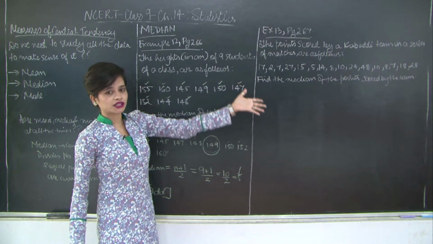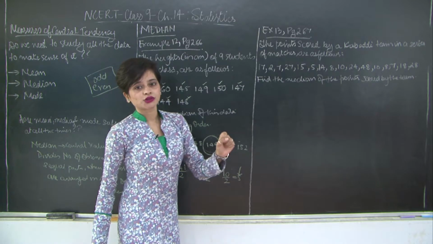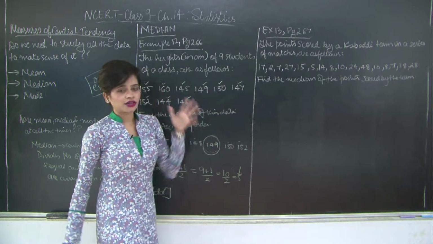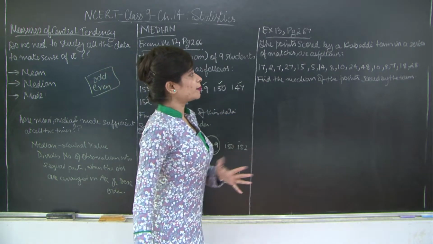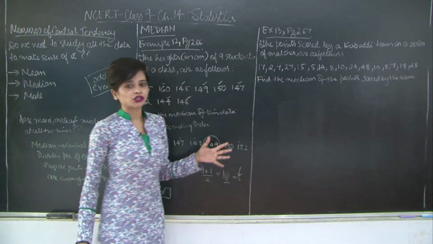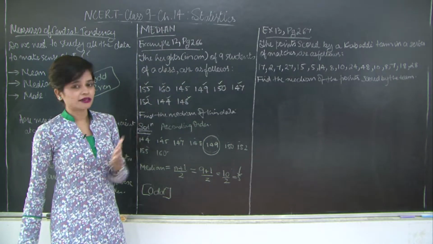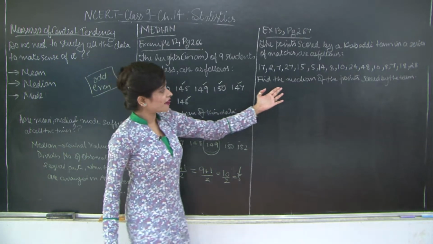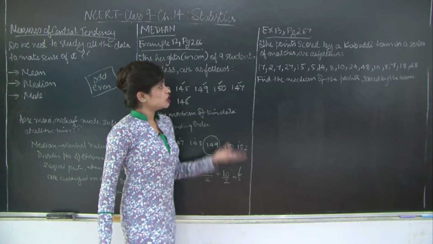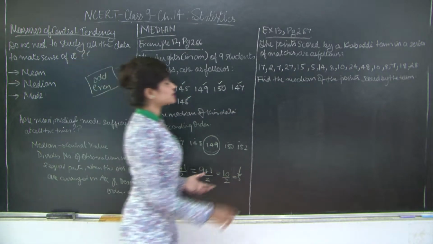This is example 13, wherein the number of observations that you have is even. So let's read out the question. The points scored by a kabaddi team in a series of matches are as follows. You have this data. Find the median of the points scored by them. So let's see the number of observations that we have.